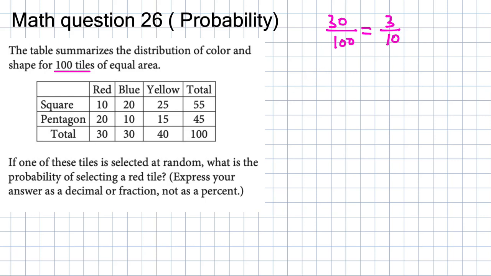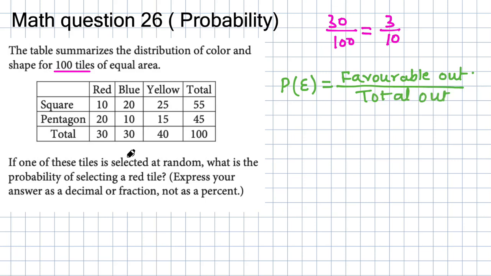That is the answer. And if we go with the proper formula of probability, we will say it like this. Probability of event is equal to favorable outcomes, that means outcome of which probability is needed, over total outcomes. Now what is favorable outcome here? A red tile, which is 30. And how many total outcomes? Here the outcome is tiles, number of tiles, which is 100. So 30 over 100, which is 3 by 10. Now we have to answer our question as a decimal or a fraction, not as a percent. So 3 by 10 is the fraction and 0.3 will be the decimal.